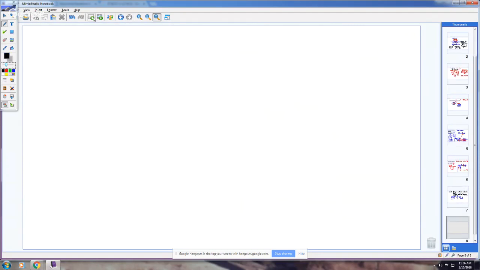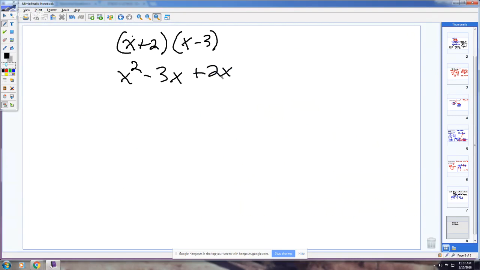New page. x plus 2 times x minus 3 can be multiplied out, distributed. x times x is x squared. x times negative 3 is negative 3x. 2 times x is plus 2x. And 2 times negative 3 is negative 6. Middle terms happen to be like terms, so I get x squared minus 1x minus 6.